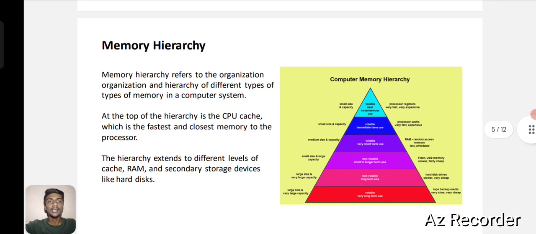The next slide is the memory hierarchy. Memory hierarchy refers to the organization of different types of memory in a computer system. At the top of the hierarchy is the CPU cache, which is the fastest memory and closest to the processor. The hierarchy extends to the different levels of cache memory and secondary storage devices like hard disks. In the given picture, we can see the computer memory hierarchy.